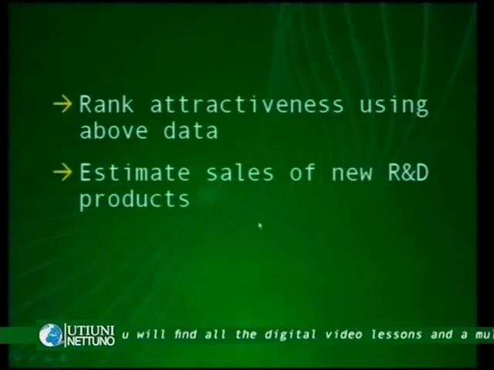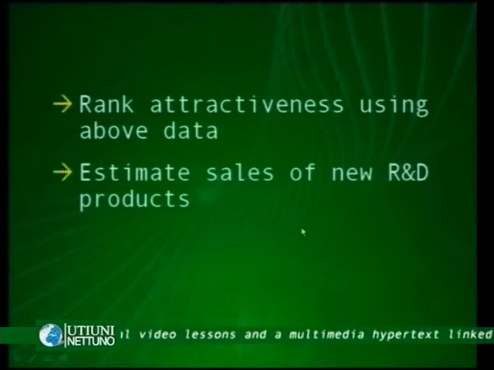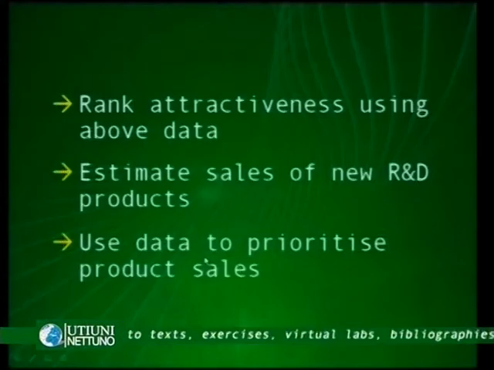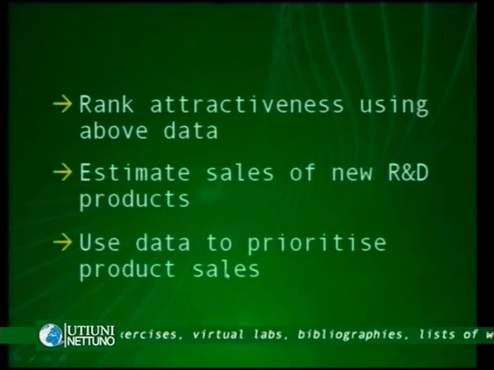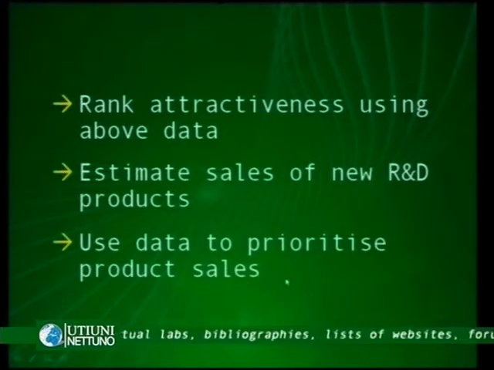You estimate the sales of new R&D products. So looking at new R&D products and trying to see, well, how much could we get from them? And to see how they would impact on us, and use the data to prioritize product sales. So having done all of this, you try and focus in on the products that you feel you will make more money on. And it's important to be able to do that and to say, these are the ones that are most profitable for us, so this is where we put the most effort into.